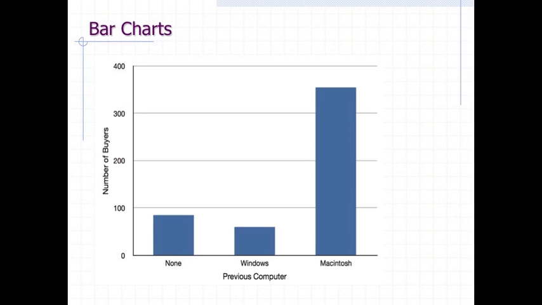Bar charts can also be used to represent frequencies of different categories. A bar chart of the iMac purchases is shown here. Frequencies are shown on the y-axis and the type of computer previously owned is shown on the x-axis. Typically, the y-axis shows the number of observations rather than the percentage of observations in each category, as is typical in a pie chart.